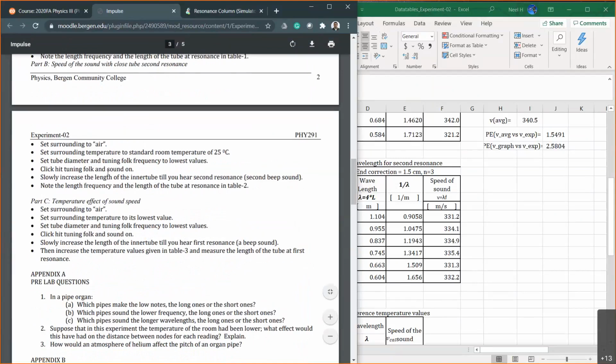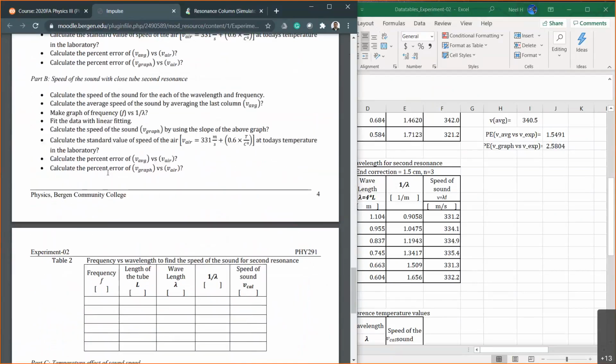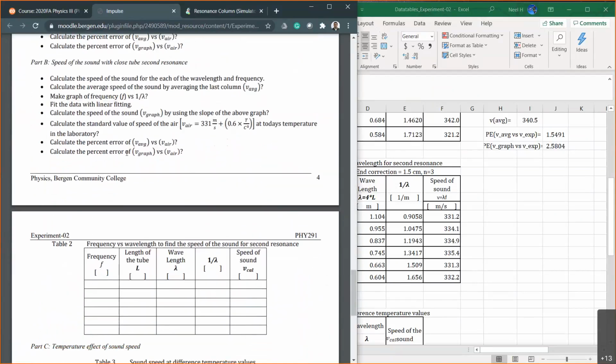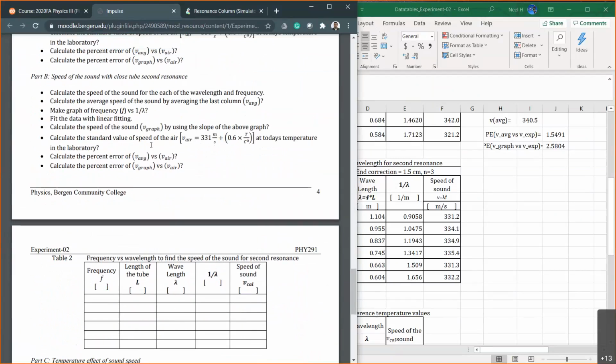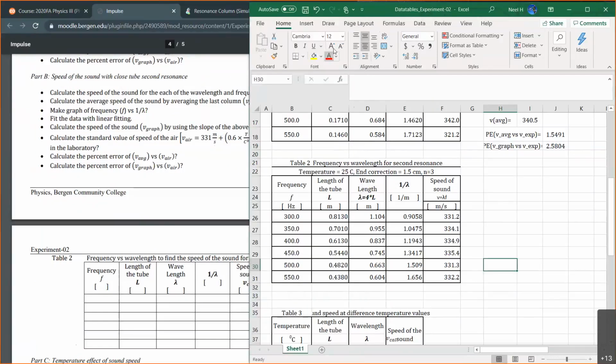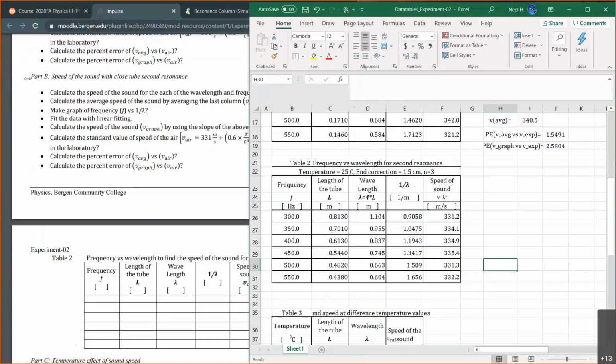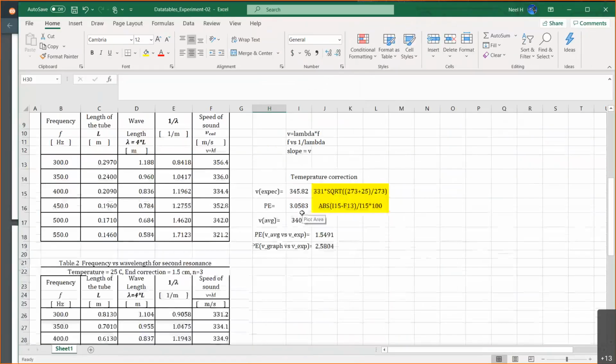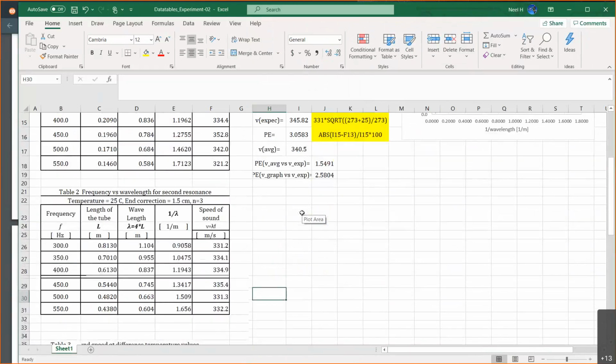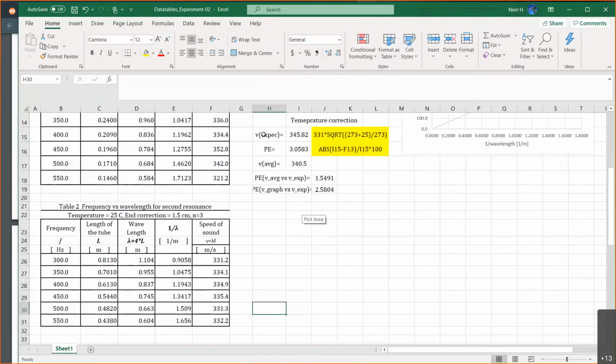It's the same thing actually. There's nothing new to do there. Second resonance is also asking you the same thing. Do the temperature correction for the speed of the sound, and then calculate the average. Then compare that with the expected, and then do a graph. Compare with the graph value. Okay, so let's do that. It's very simple. You know exactly what to do, right? So the expected value doesn't change at all.